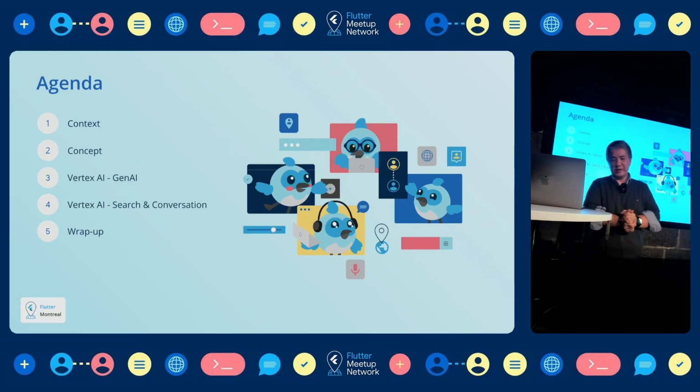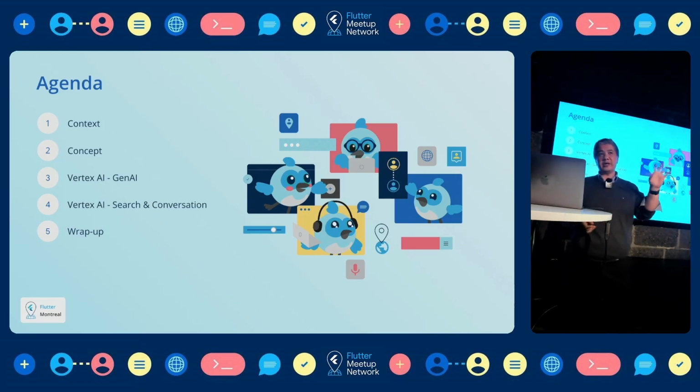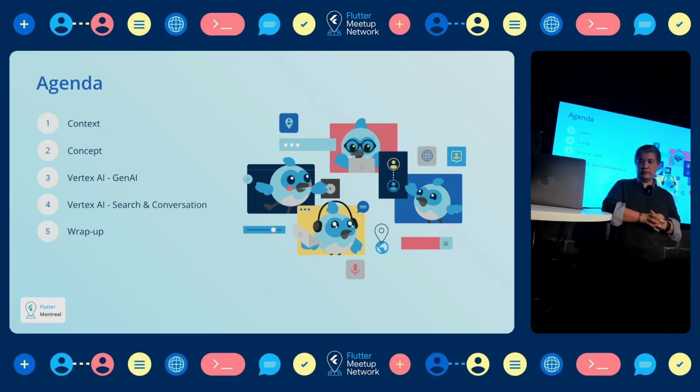For the agenda, I'm going to start with a little bit of context: why I'm here, what we're going to talk about, and some concepts around generative AI. We're going to see Vertex AI generative AI, which is one of the modules of Vertex AI, and under it we'll see chat, search, and conversation. And finally, we're going to wrap up everything.